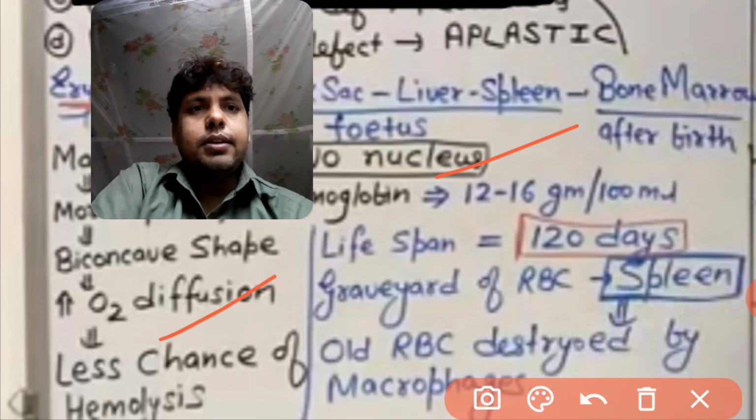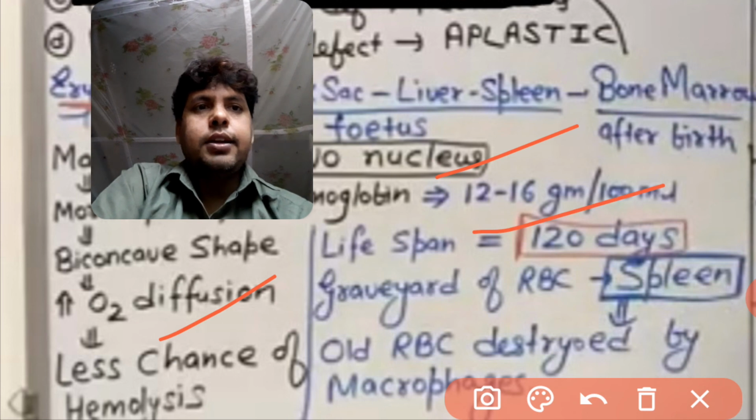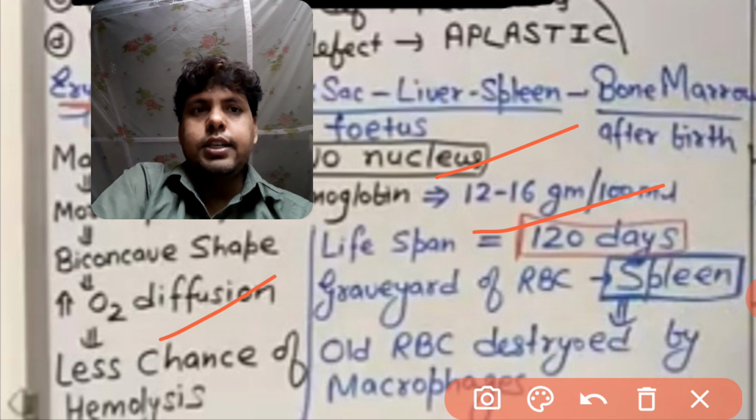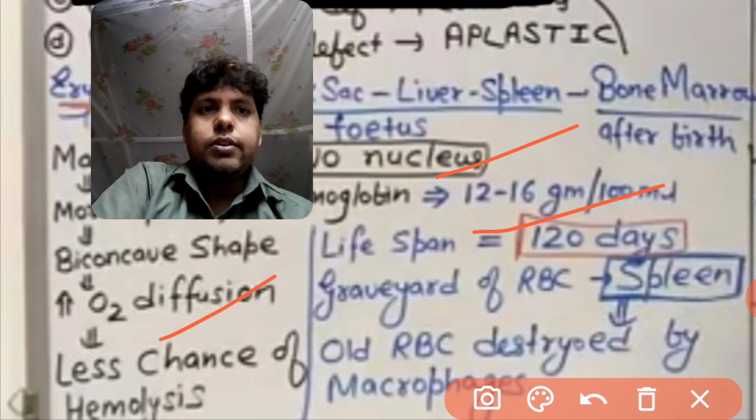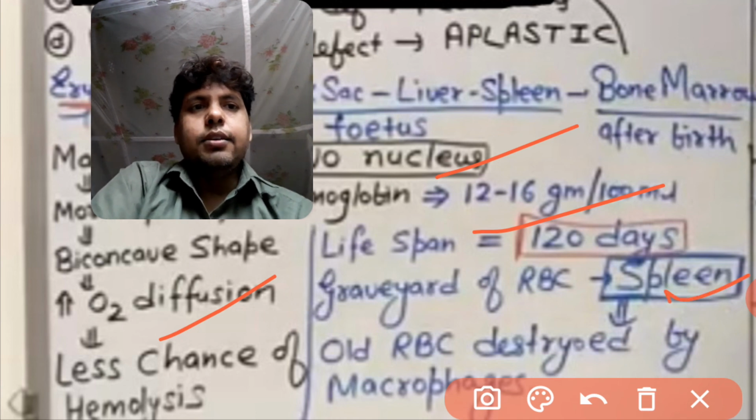Now we are learning about the amount of hemoglobin present in the blood. 12 to 16 gram per 100 ml of blood contains hemoglobin. The lifespan of RBC is 120 days. After 120 days, they gradually degenerate in the spleen. The old RBCs are destroyed by macrophages.